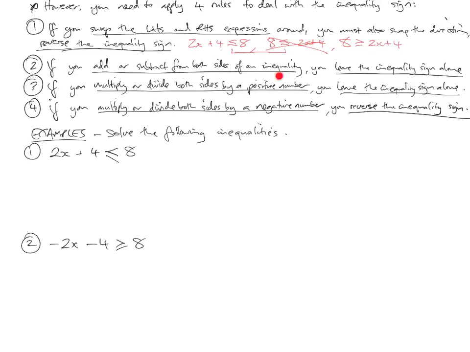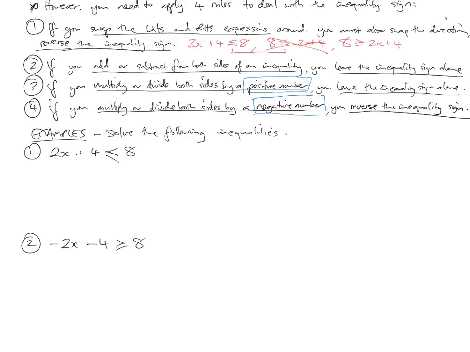Rule 2, if you add or subtract from both sides of an inequality, so you're solving the equation and you need to add or subtract from both sides, you just leave the inequality sign alone. It doesn't affect anything. Rule 3, if you multiply or divide both sides by a positive number, so that's the key there, you also leave the inequality sign alone. You don't have to do anything. Rule 4, however, if you multiply or divide both sides by a negative number, so the key there is a negative number, you do have to reverse the inequality sign.